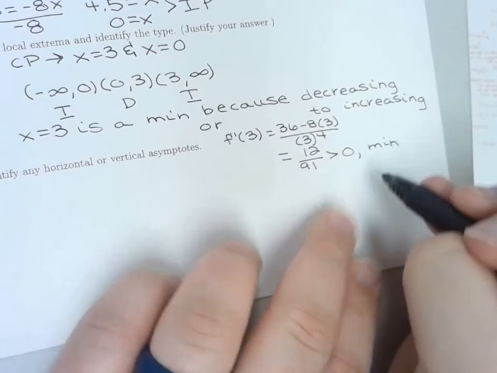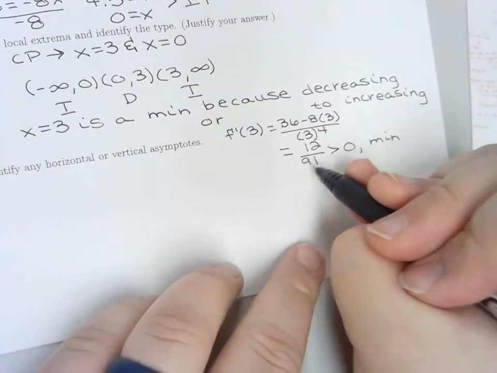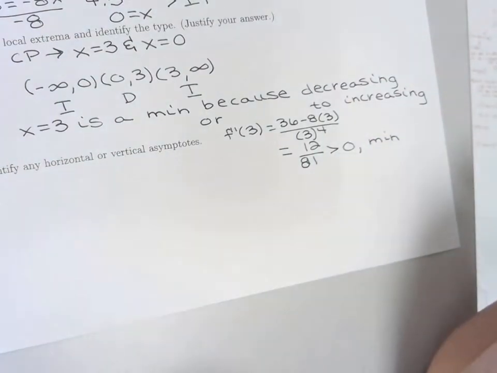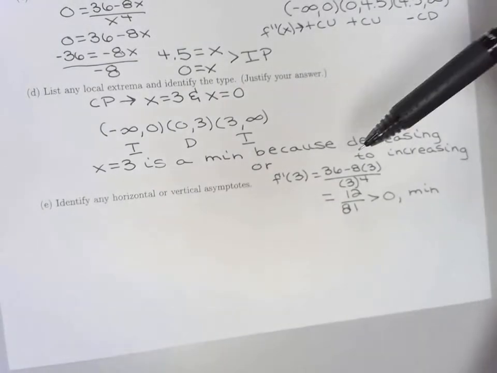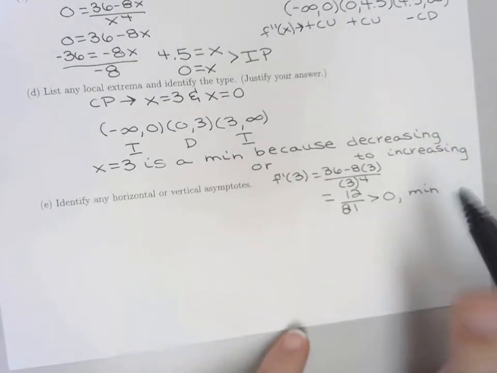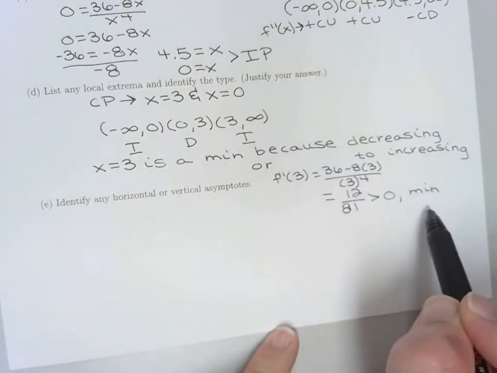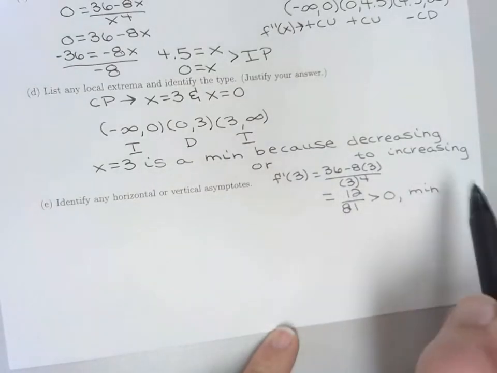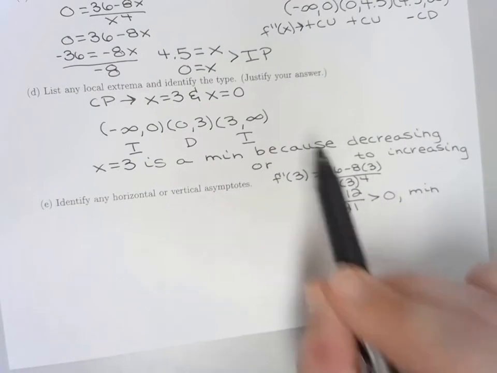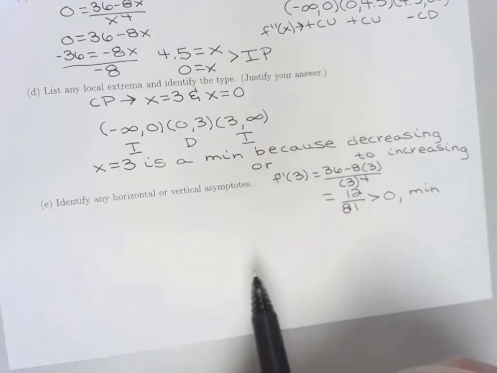81, not 62. 81. Wait, so you take your value from the first derivative and plug it into the second derivative? Yep, second derivative test. You take your critical point and plug it into the second derivative. If it's positive, it's a min. If it's negative, it's a max. So either justification would be fine.